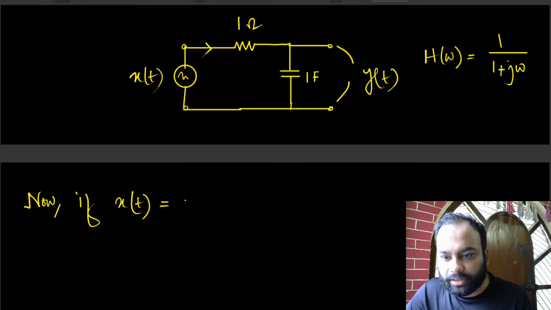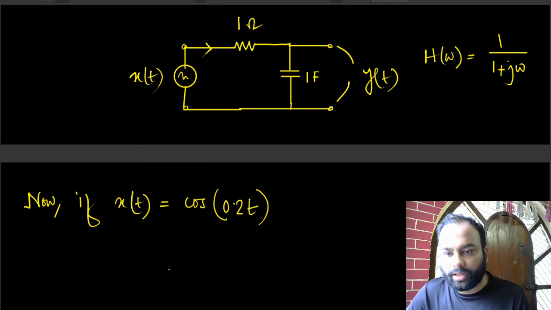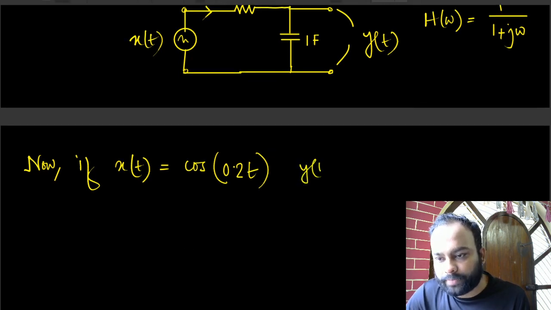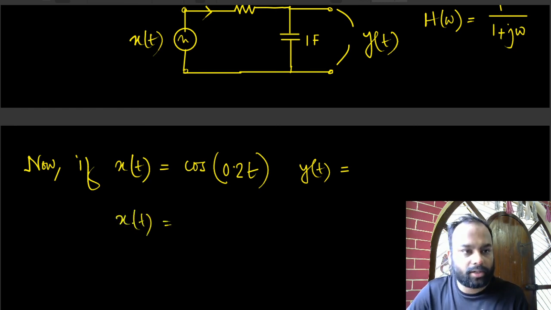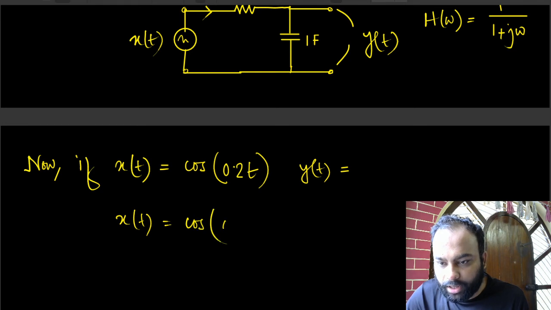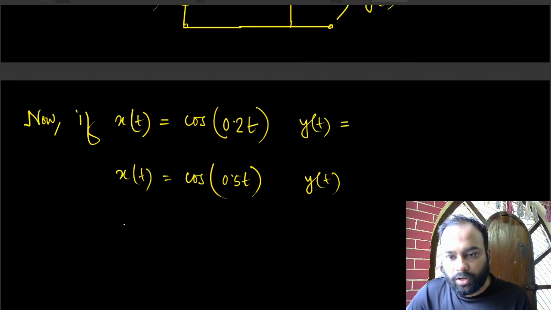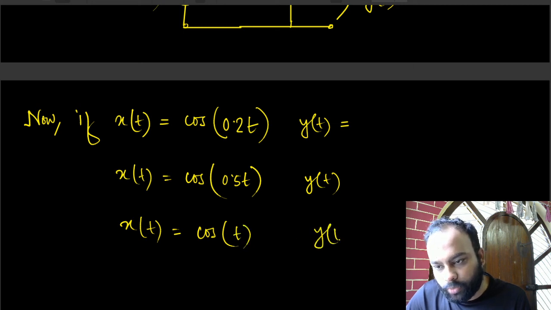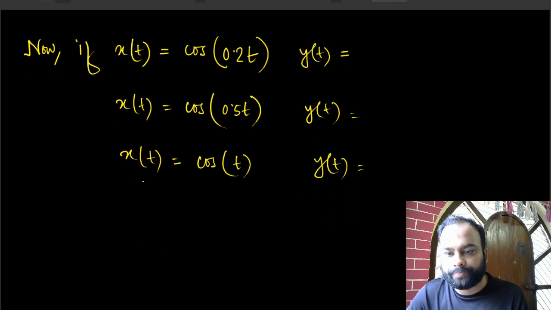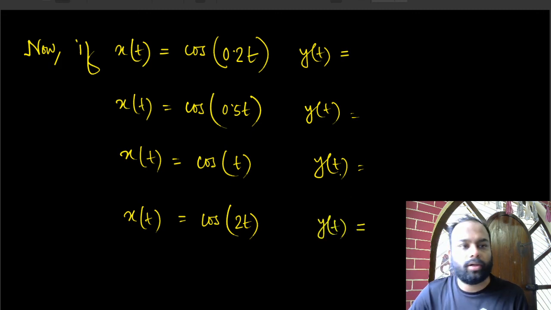Say my input is, consider these, cos 0.2t. What is the output? I want to calculate the output. Say again, my input is cos 0.5t. What is the output to this circuit? Say input is cos t. What is the output? Say input is cos 2t. Question is, what is the output? And let's calculate the outputs.